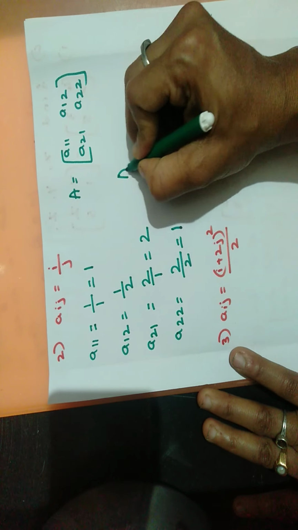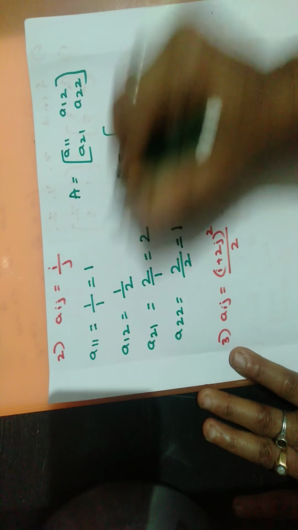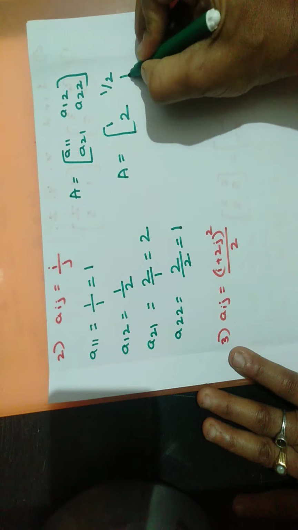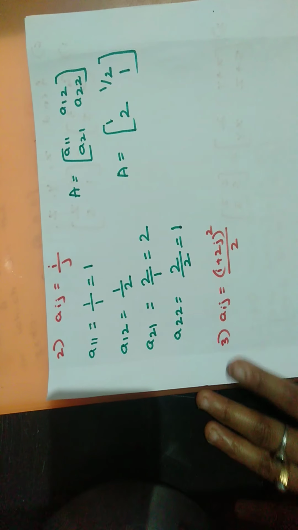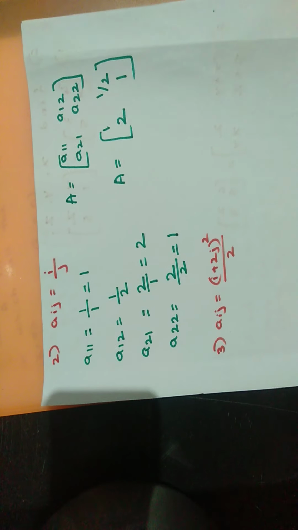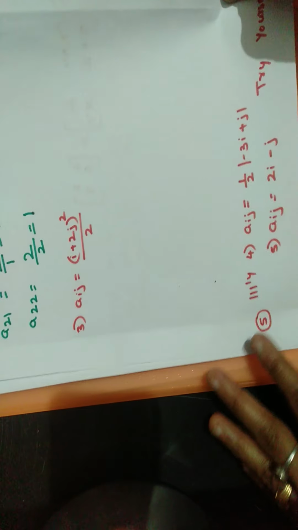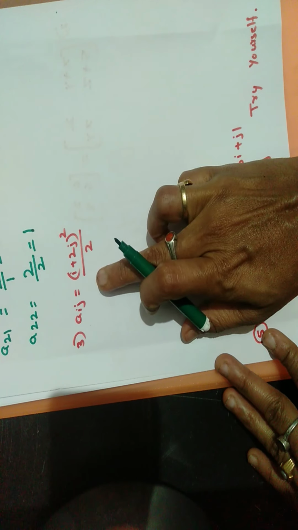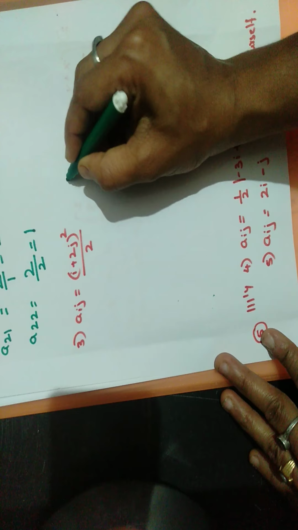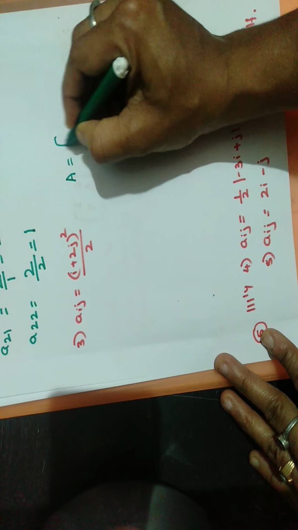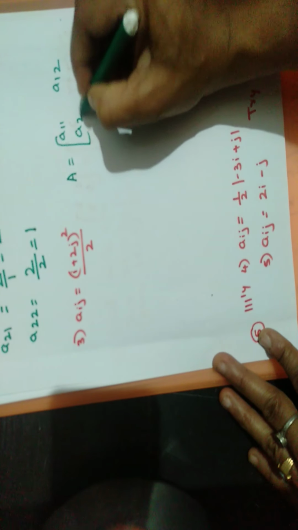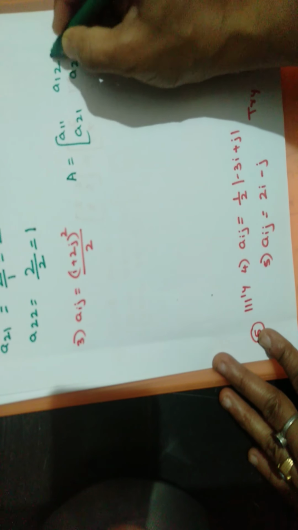By substituting in the general matrix, A is equal to 1, 1 by 2, 2 and 1. We are constructing the 2 cross 2 matrix. Okay. Next, one more similar type of example, that is Aij is equal to (i plus 2j) whole square divided by 2. So again we are considering A is equal to A11, A12, next A21, A22.